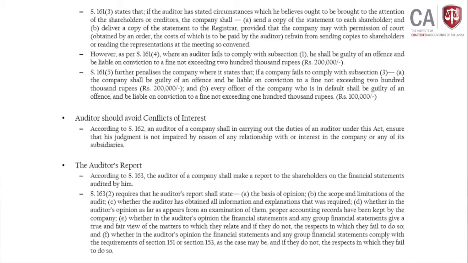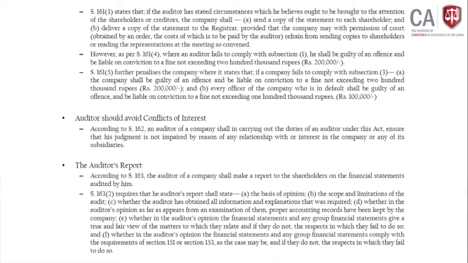However, as per section 161(4), where an auditor fails to comply with subsection 1, that is, he fails to bring to the attention of the shareholders and creditors the matters, he shall be guilty of an offence and be liable on conviction to a fine not exceeding 200,000 rupees. So there is a penal section if the auditor fails to present the circumstances which he believes ought to be brought to the attention of the shareholders or creditors.